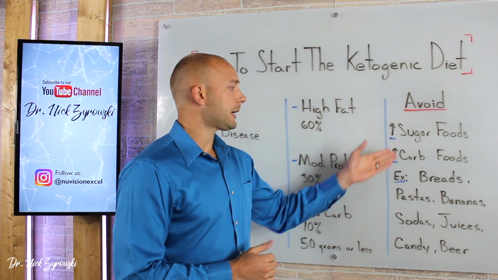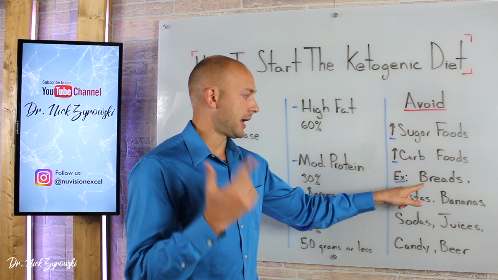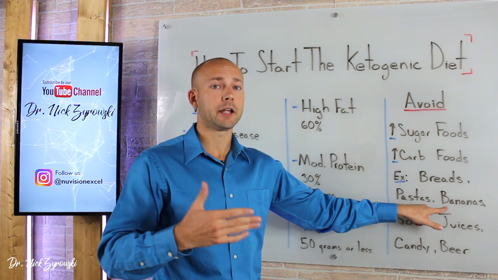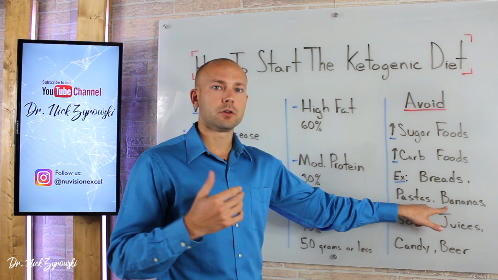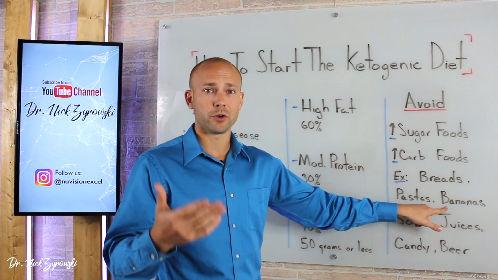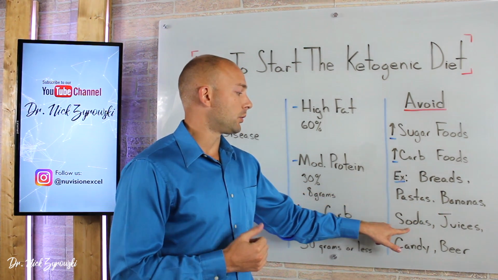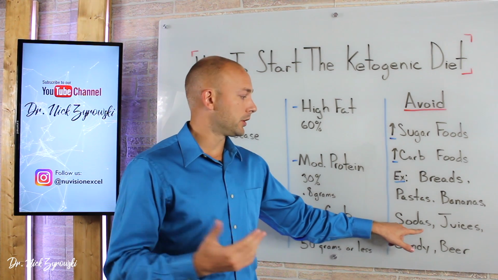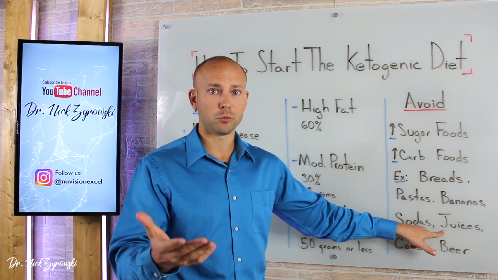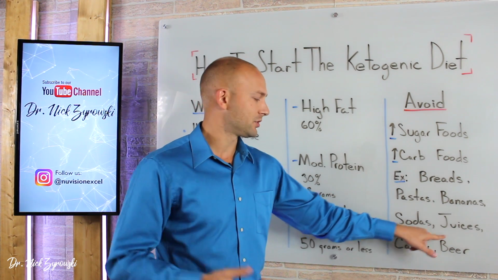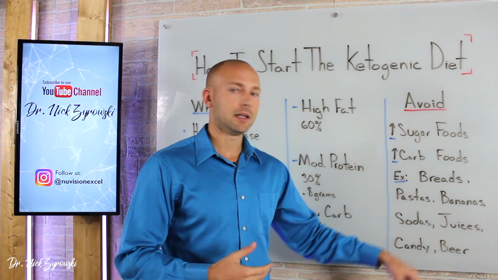When we look at foods that you need to avoid, think breads, pastas, bananas. Bananas are on there because we're referring to high sugar fruits, okay? High sugar fruits would be grapes, oranges, bananas, and so on and so forth. We also want to avoid sugar drinks like sodas and juices. I know juice comes from oranges, but it's still high in sugar, as is any other type of juice. And we also want to avoid candy and beer.